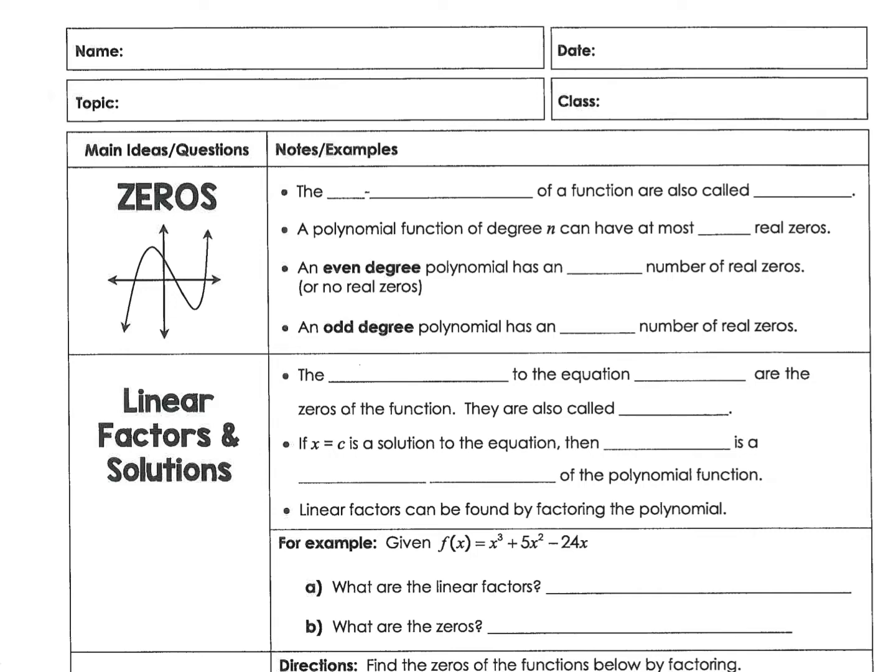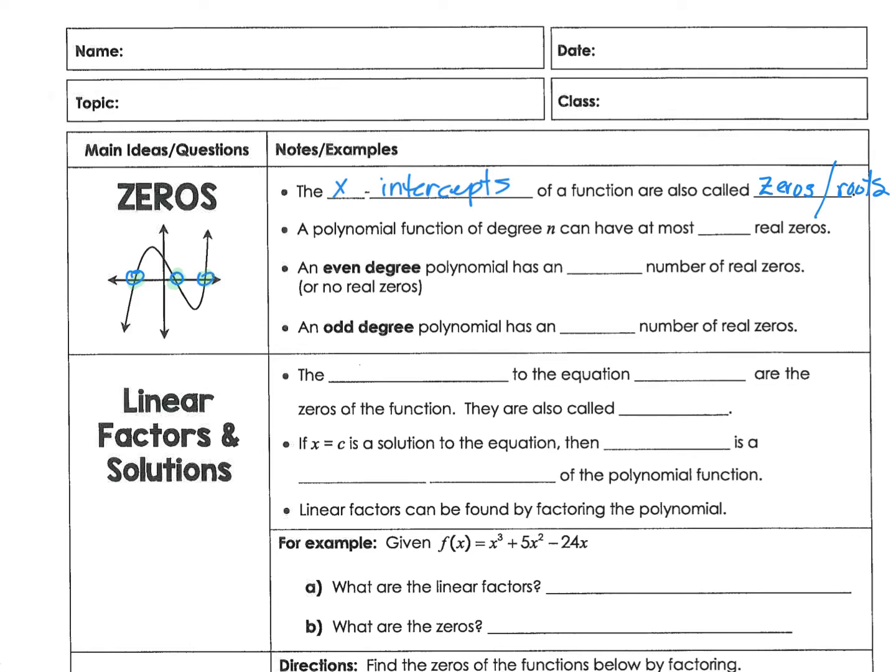Well, one of its major characteristics is where it crosses the x-axis, right? Because if you think about it, that's what the zeros are. They're where it crosses the x-axis. And what do we call points where it crosses the x-axis? X-intercepts, yes. So the x-intercepts are also called zeros. And not only are they zeros, they're also sometimes referred to as roots. The roots of a function are where it crosses the x-axis.